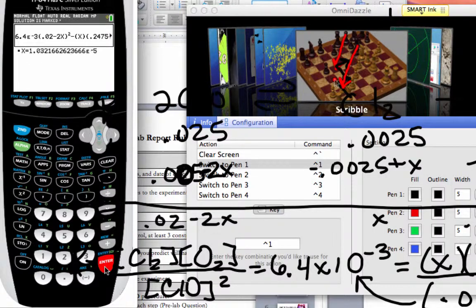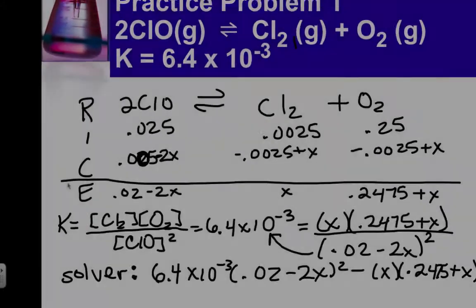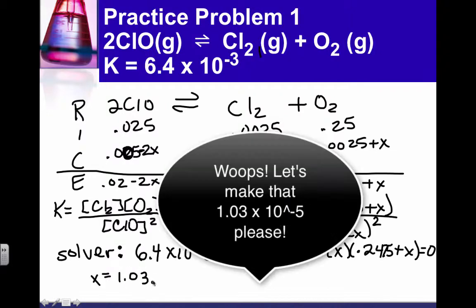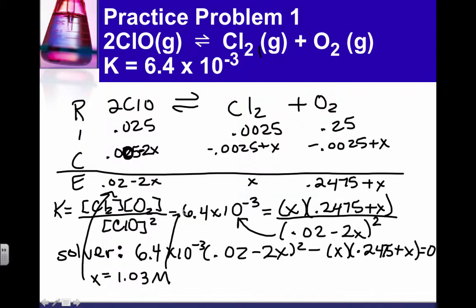I expect to get the same thing here as what we had before with the small x assumption. And indeed I do, 0.032. So using the solver, I get x is equal to 1.03 molar. And I'm not going to go back through and show how to get the concentration of each thing, because all you do is plug that number in for the place of x. But the point is, you can use the small x assumption, or you can use the solver. You'll get to the same place in the end.